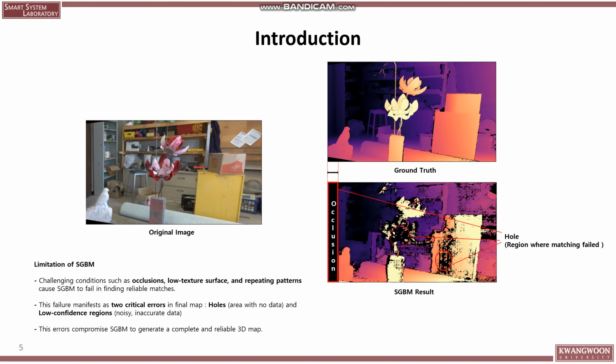However, despite this sophisticated process, SGBM is not perfect when it encounters challenges with conditions like occlusions, low texture surfaces, or repeating patterns. It fails to find reliable matches. This failure manifests as two critical errors in the final map: large holes, which are areas with no data, and low confidence regions, which are noisy and inaccurate. As you can see in the SGBM result, these errors prevent the generation of a complete and reliable 3D map.